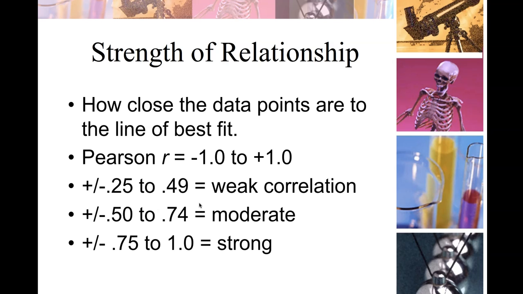And again, it doesn't matter which way. So if you get a correlation of negative 0.95, that is a really strong negative correlation. If you get an R value of plus 0.84, that is a strong positive correlation. So you can have strong positive, strong negative, weak positive, weak negative. So strength of relationship tells us how strong that relationship is.